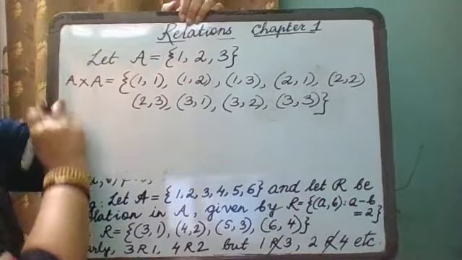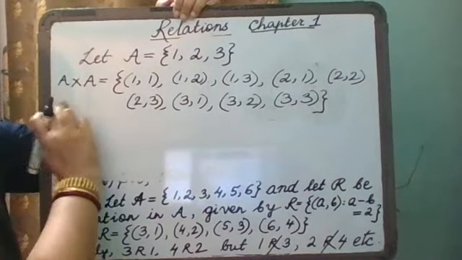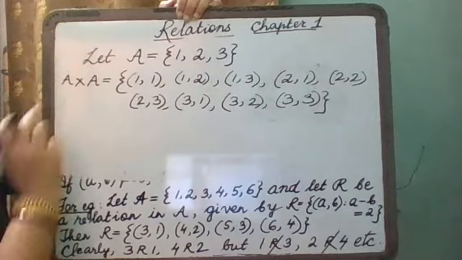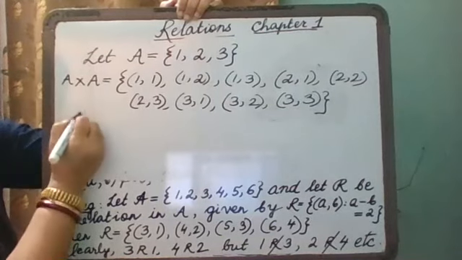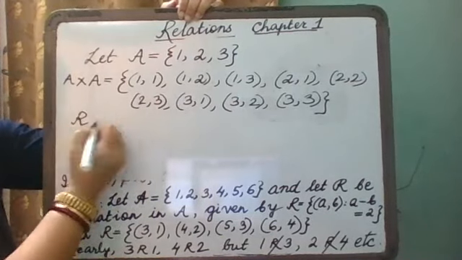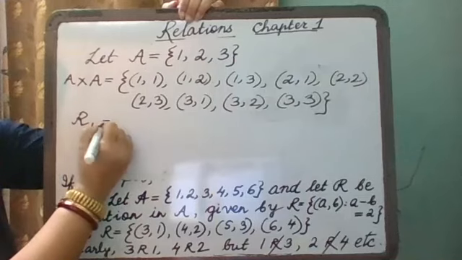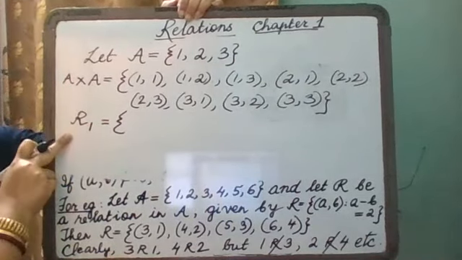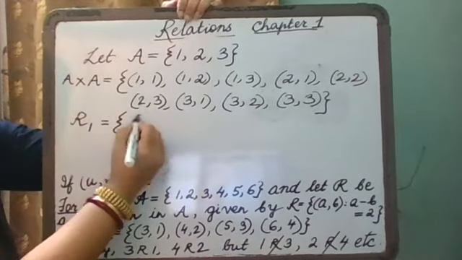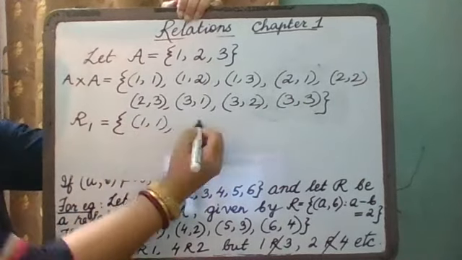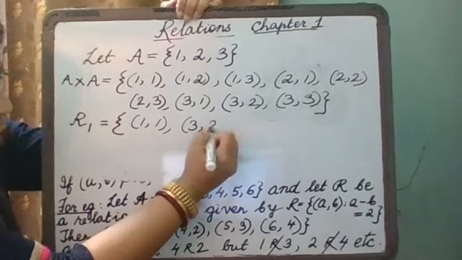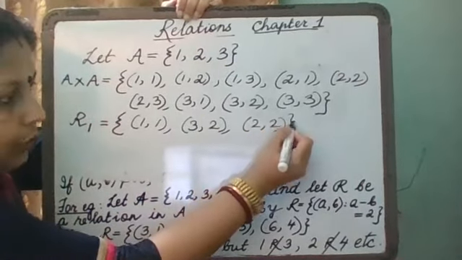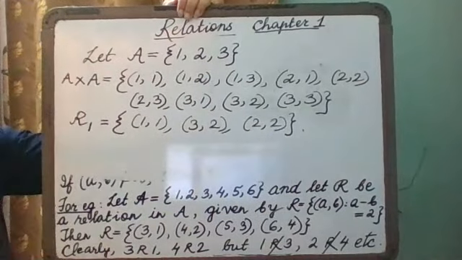So this is A cross A. Instead of A cross B, we are taking the same set, A cross A. Now, I choose a few ordered pairs from this A cross A. I name it as a set R1. Suppose I choose 1, 1, 2, 3, 3, 2, and one more, say 2, 2. Okay. So what do I observe?